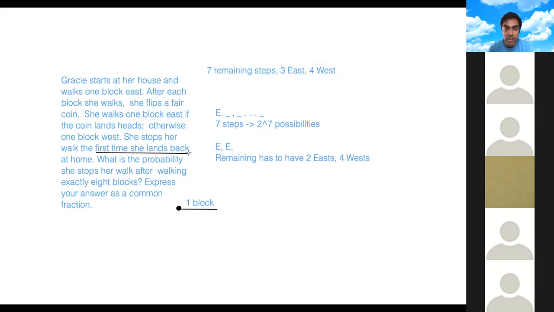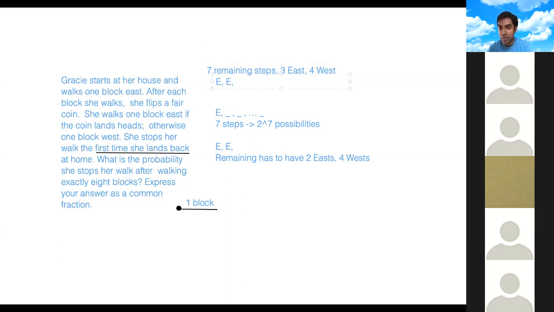So what does this mean? So I can't just say I have 7 steps. So it's like an E followed by 7 blanks. Some of them are E's, 3 of them are E's, and 4 are West. But it's not as simple as that because it can't just be East, West, so on. Because if I did East, West, I would have gone back home immediately. So it has to actually be East, East.